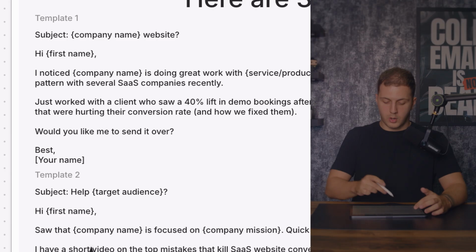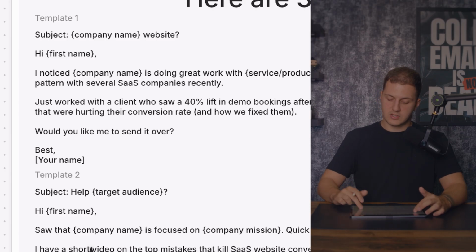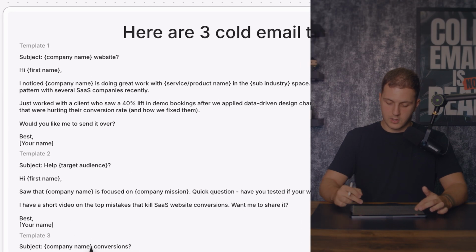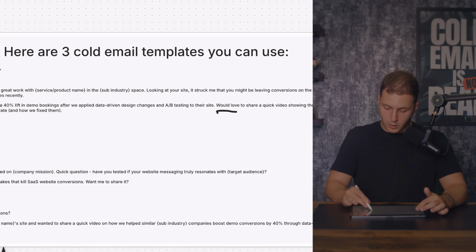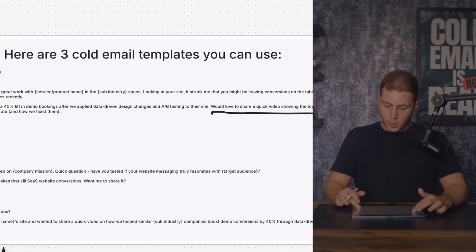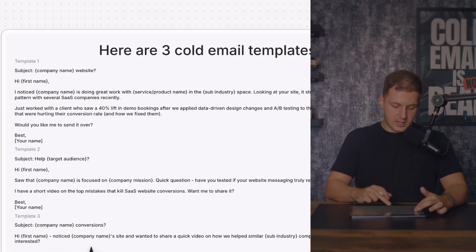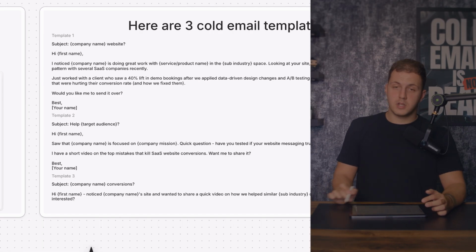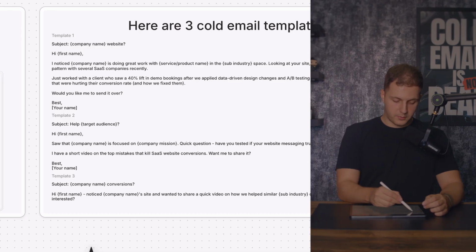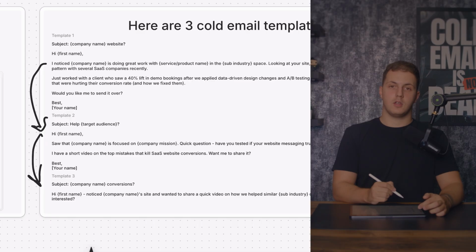Just worked with a client who saw a 40% lift in demo bookings after we applied data-driven design changes and A/B testing. Would love to share a quick video. We are offering a lead magnet showing the top 5 website mistakes that were hurting their conversion rate and how we fix them. This is a pretty long template. Usually we test a couple of different email lengths. As you can see, we have 3 different email templates here, each one shorter than the one before. Sometimes one sentence emails perform the best, which is something you should definitely try.